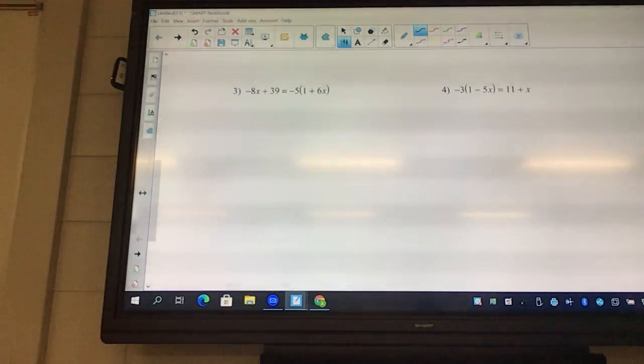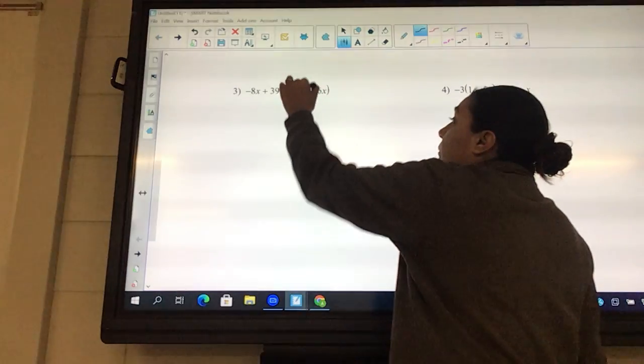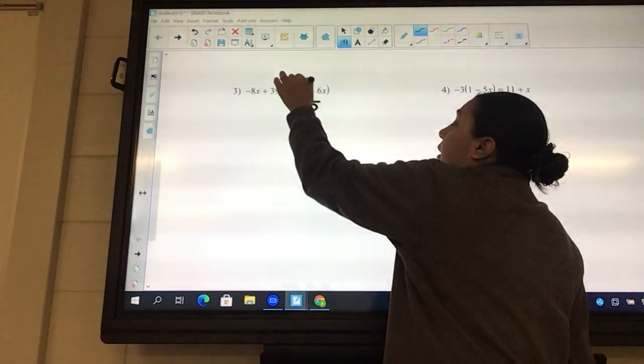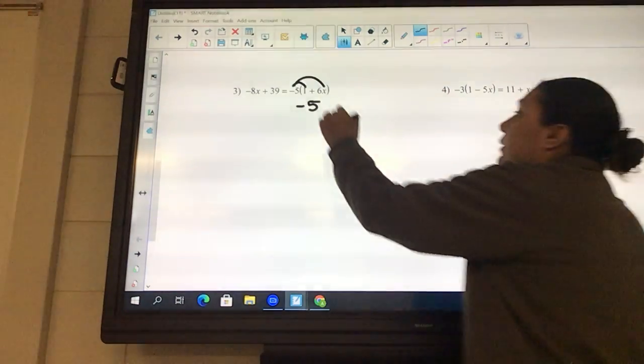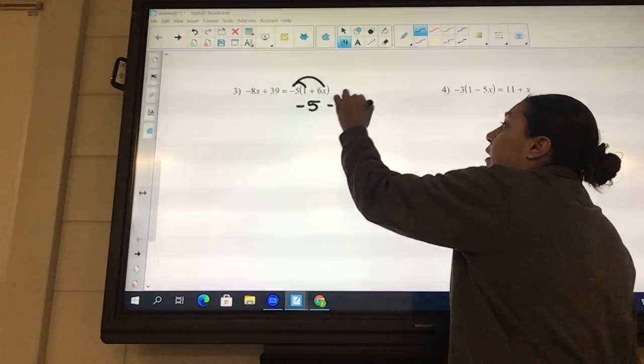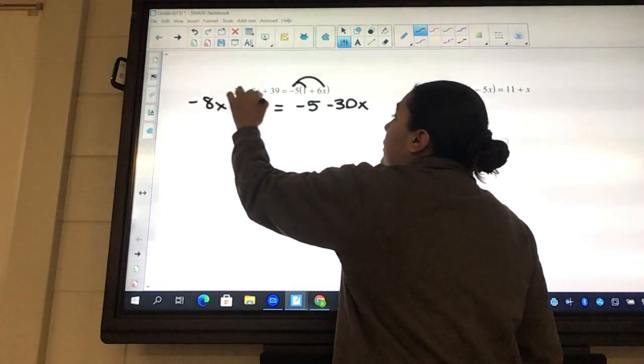Okay, so 3, we need to distribute first. So we've got to do the parentheses first. So we say negative 5 times 1, it's going to be negative 5. Negative 5 times 6, negative 30x. I got negative 8x plus 39.